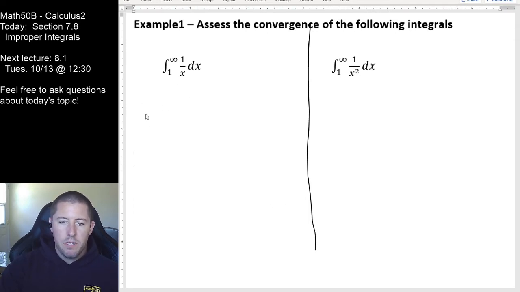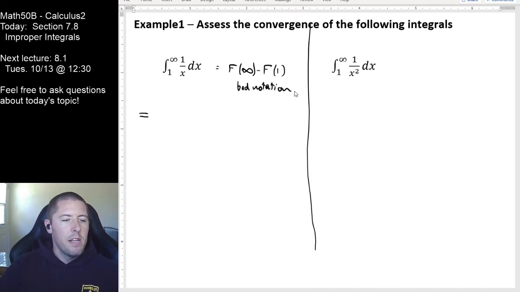But what I'm going to do first for myself here is I'm going to rewrite this a little bit differently. In general, what we don't want to be doing is writing this as f of infinity minus f of 1. But this is bad notation right here because we don't want to think about infinity being literally a number that we plug into things, right? So technically that's what we should be getting out: the antiderivative at infinity minus the antiderivative at 1.